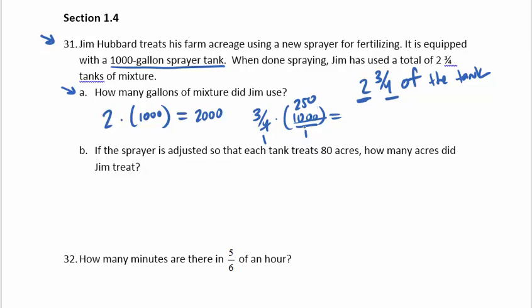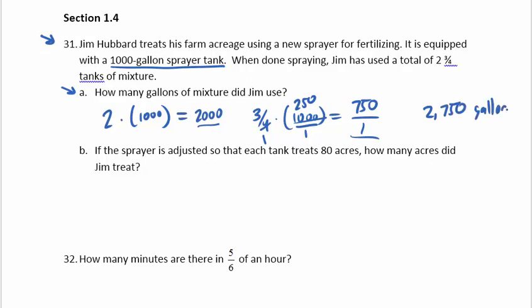So now to find my answer, in my denominators, I have a 1 and a 1. So that's going to give me 1. In the numerator, I'm going to have 3 times 250. Well, 3 times 250 is 750. So now if we did 2 3/4 tanks, that would be 2,000 plus 750, so 2,750 gallons. Okay, important takeaway here is that to find a fractional part of something, we multiply by that fraction.